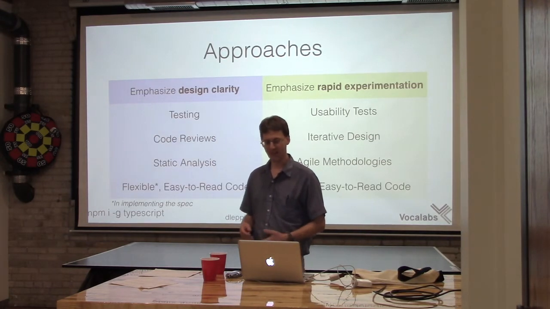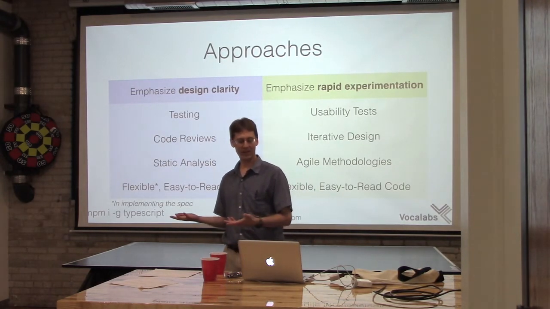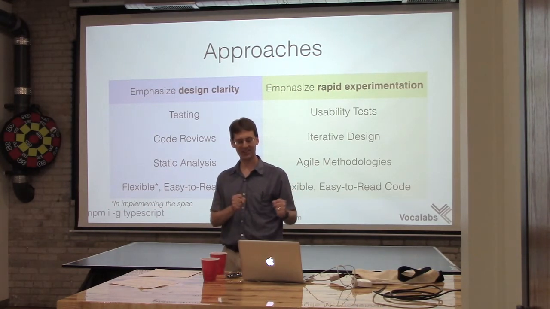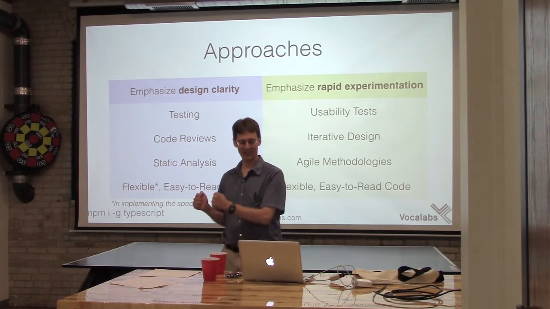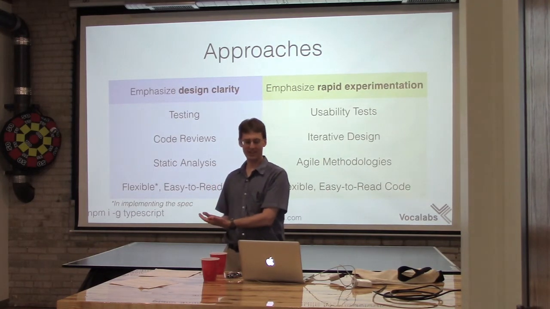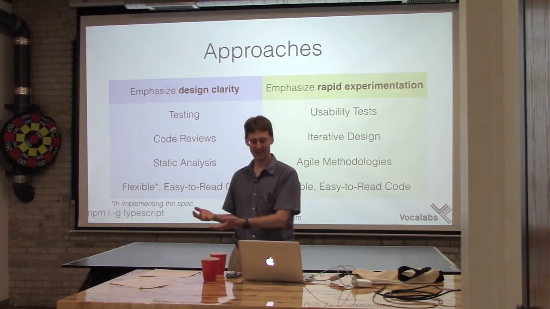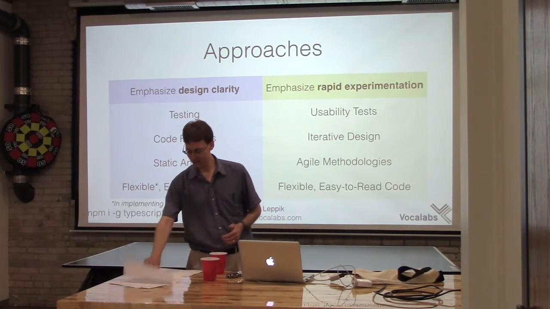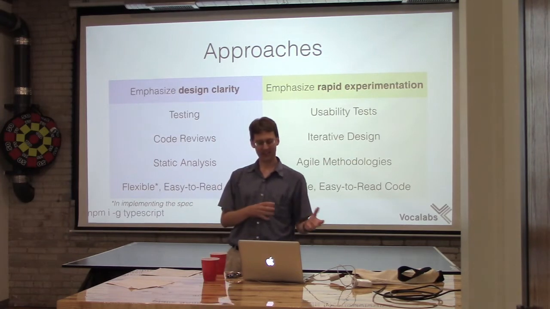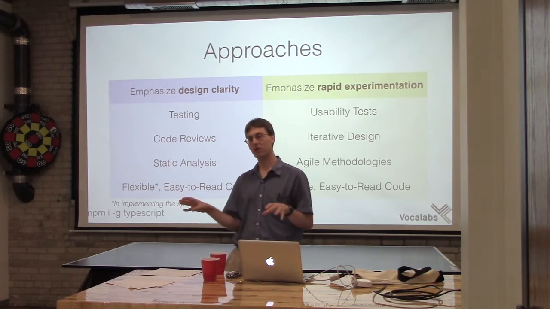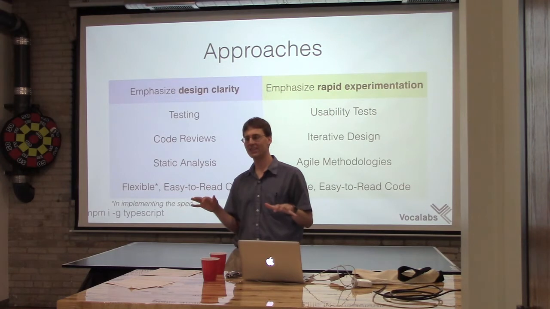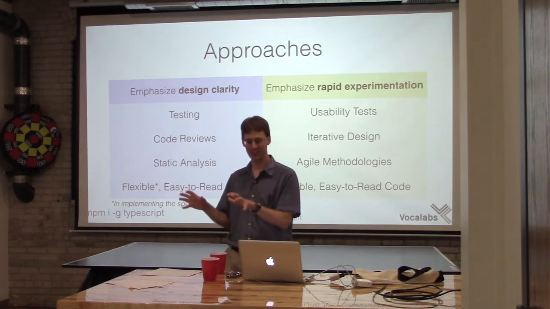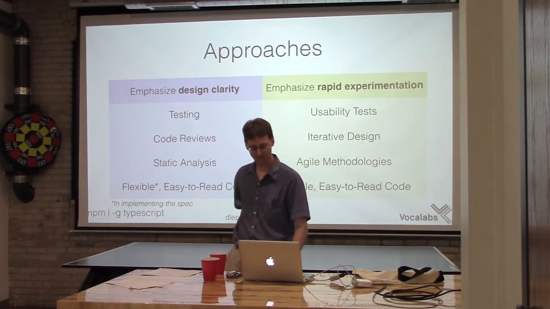So I'm not going to say a whole lot about this, but testing, code reviews, that's for design clarity. Rapid experimentation implies usability tests, iterative design, agile methodologies. One thing they all have in common is that they both require flexible, easy-to-read code so that you can maintain it, and importantly, so that you can change it as requirements change.